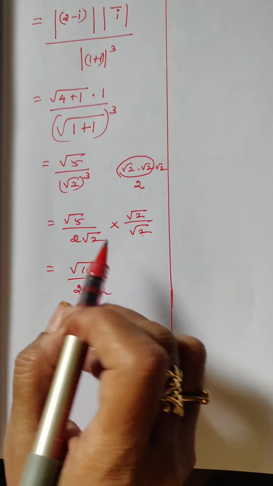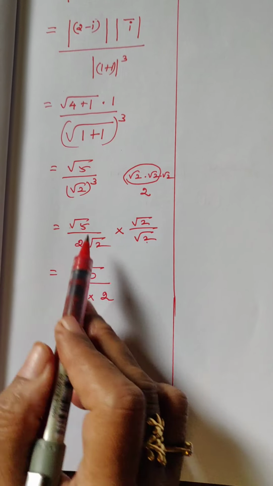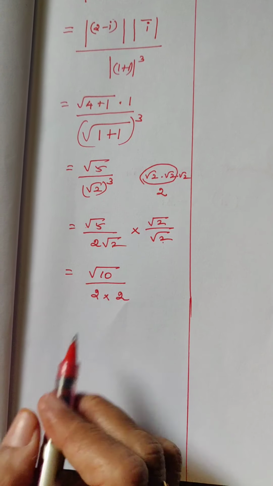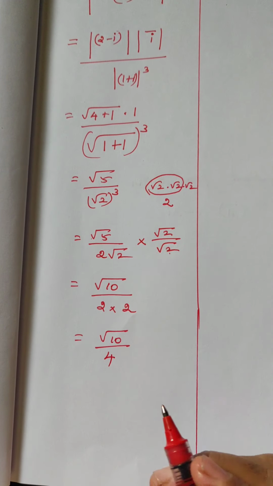How am I writing root 10? Already you know that root of a into root of b is root of a into b. So root 10. So the answer is root 10 by 4. Is it clear now? Now coming to this sum.